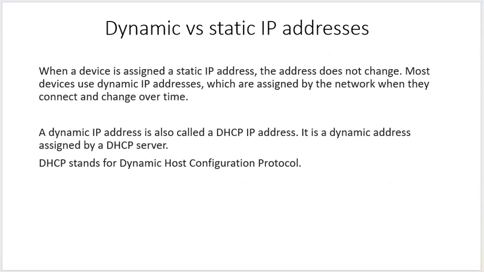Dynamic versus static IP addresses. When a device is assigned a static IP address, that IP address does not change. Most devices use dynamic IP addresses, which are assigned by the network when they connect and change over time. Okay? So if you have 100 computers, but only 30 of them are going to be on the network at any one time, you want to use a dynamic IP address. So a computer logs in, it gets a dynamic address from the DHCP server. It uses that IP address until it logs off, and then that IP address goes back into the pool and it can be used by somebody else when they log in.